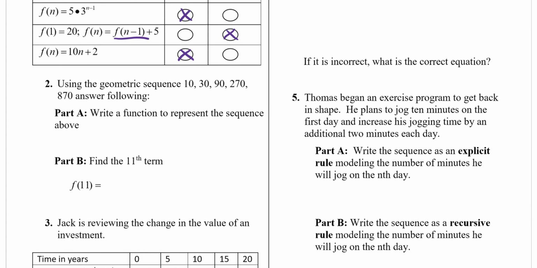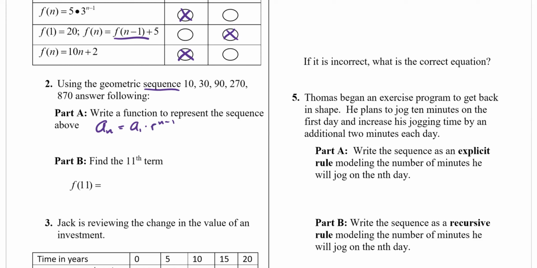Number 2, use the geometric sequence: 10, 30, 90, 270, 870. Write a function to represent the sequence above. So geometric sequence is going to be in the form of a sub n is equal to a1 times r to the n minus 1 power.